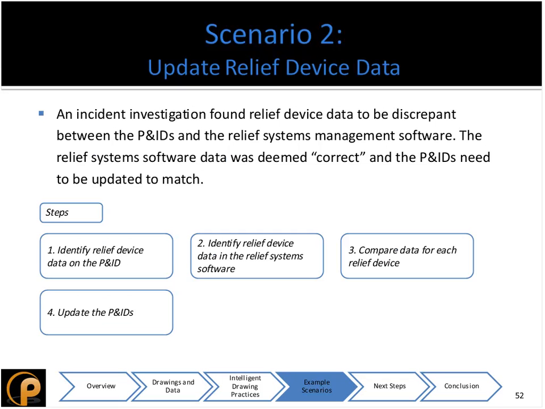Well, I think it's pretty straightforward. I think you just need to identify the data on the P&IDs, identify that same data in the relief device software, compare them, and then update the drawings. And so now let's key in on these 3 tasks.